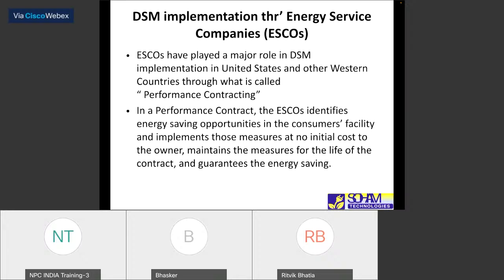This DSM implementation through energy service companies. What are these ESCOs? You might have heard the word ESCOs. ESCOs have played a major role in DSM. In the United States, you might have heard the name of the Honeywell company, which is there throughout the world. Actually, it is working as an ESCO, an energy saving company.